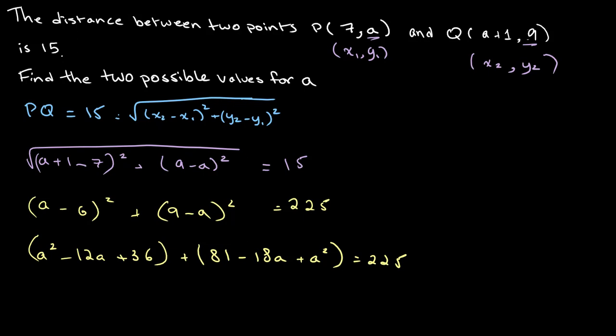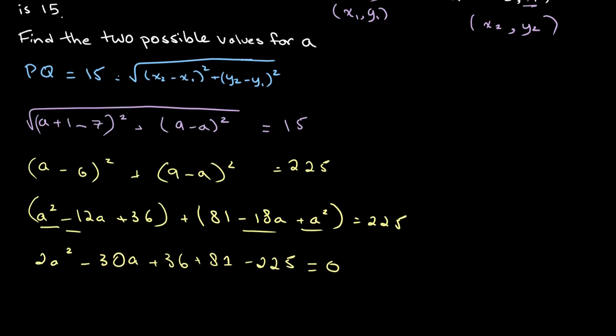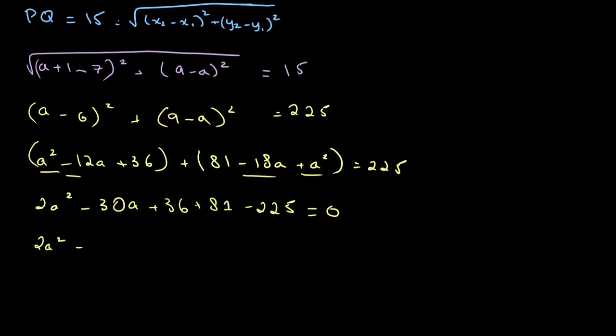Now we can simplify this. We get from these two, 2a squared minus 12a minus 18a gives us minus 30a, plus 36 plus 81 minus 225 is equal to 0. So if we simplify this, we get 2a squared minus 30a, and then 36 plus 81, that is 117, I believe, and then minus 225 gives us minus 108 is equal to 0. We can divide all this by 2. So we get a squared minus 15a minus 54 is equal to 0, and now we just need to factorize this in order to solve for a.